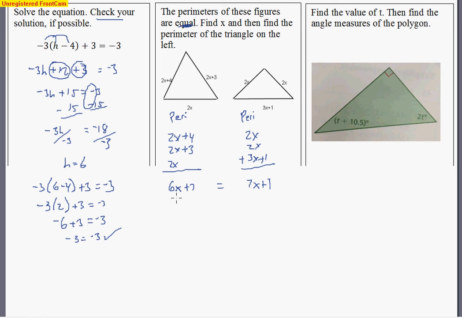So when we go ahead and solve, I'll just do some opposite operations here. So I've got now 7 equals 1x plus 1. And then I'll subtract the 1. Leaves me with 6 equals x, and that is what x is.